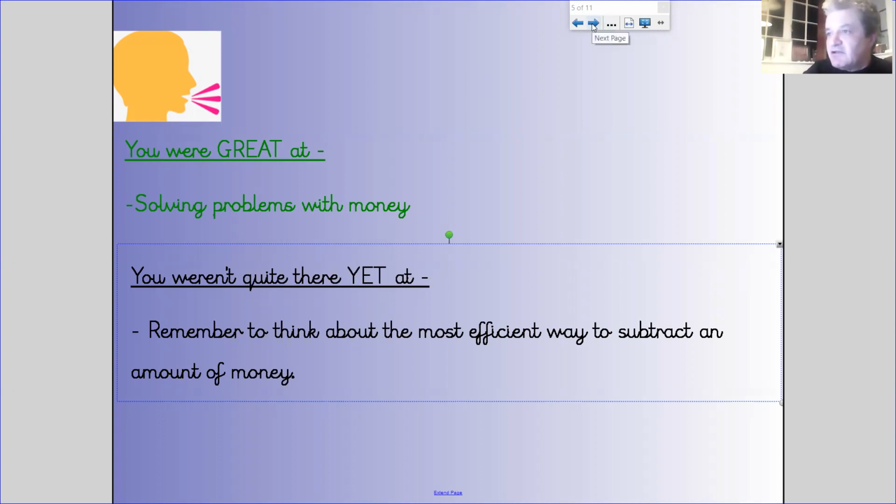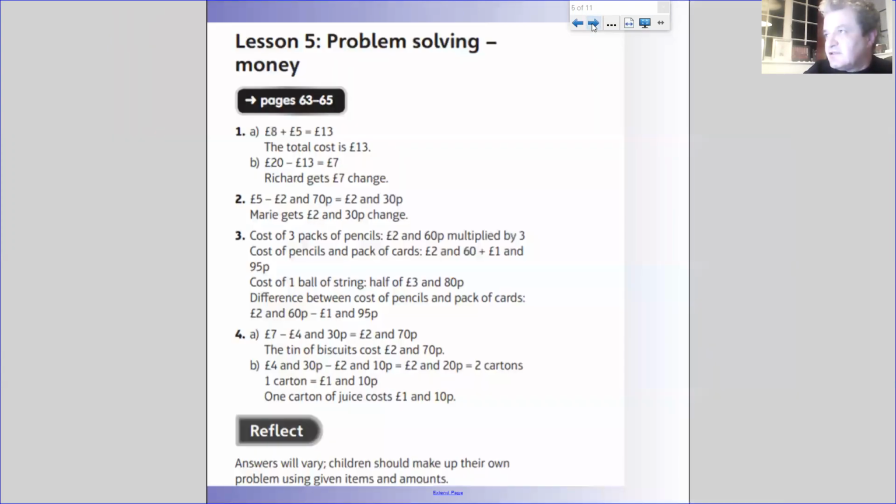Okay, so just have a look and think of the best way to work out a question once you've read it. Really read it and think, what's the most efficient way? Is there an easier way of doing that than column subtraction or addition? So let's have a look.